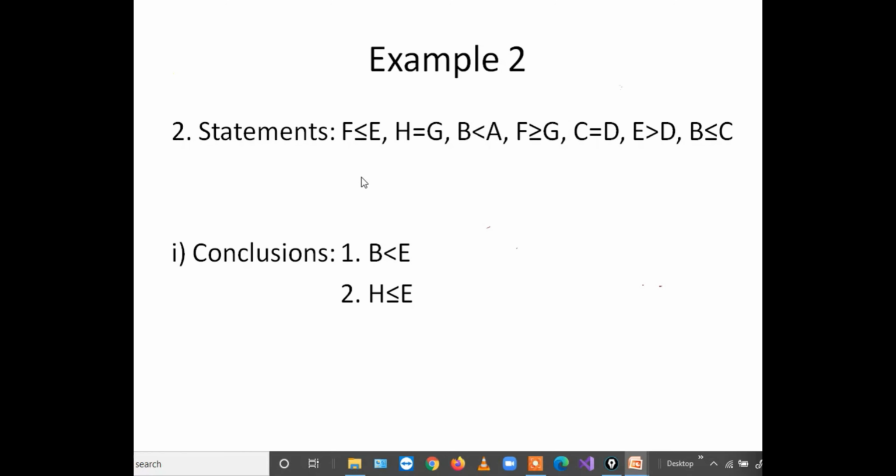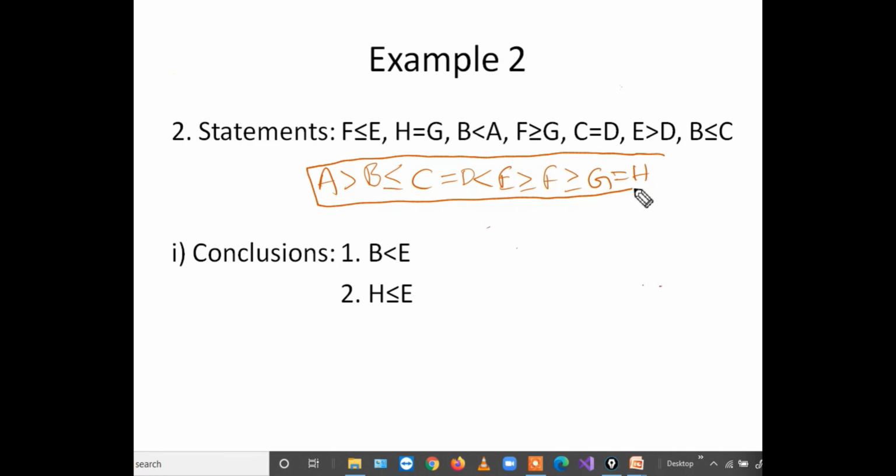A to B, B less than A, nothing but A greater than B. From B onwards, less than or equal to C. C onwards, equal to D. D onwards, E is greater than D, nothing but D is less than E. E is greater than or equal to F. F is also greater than or equal to G. G is equal to H. Finally, this is a single statement after combining all the given statements. So from this resultant, we need to verify the conclusions.